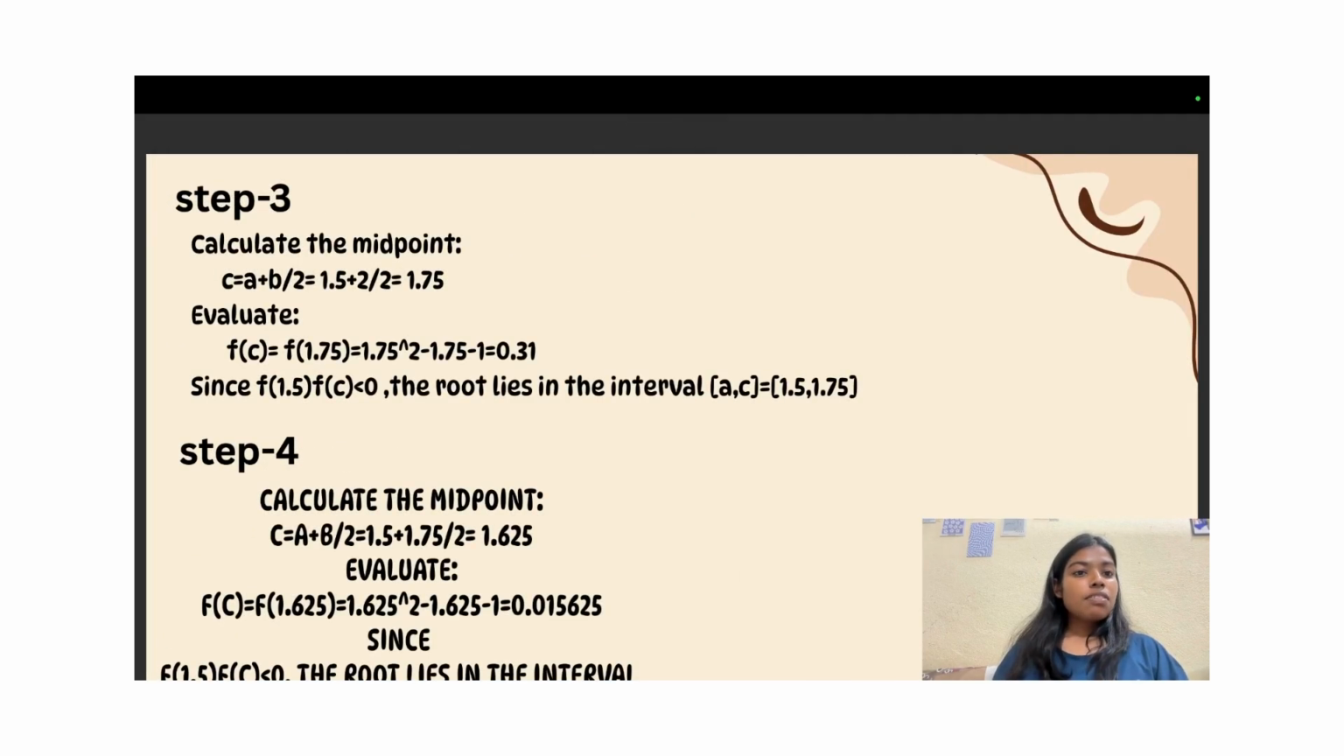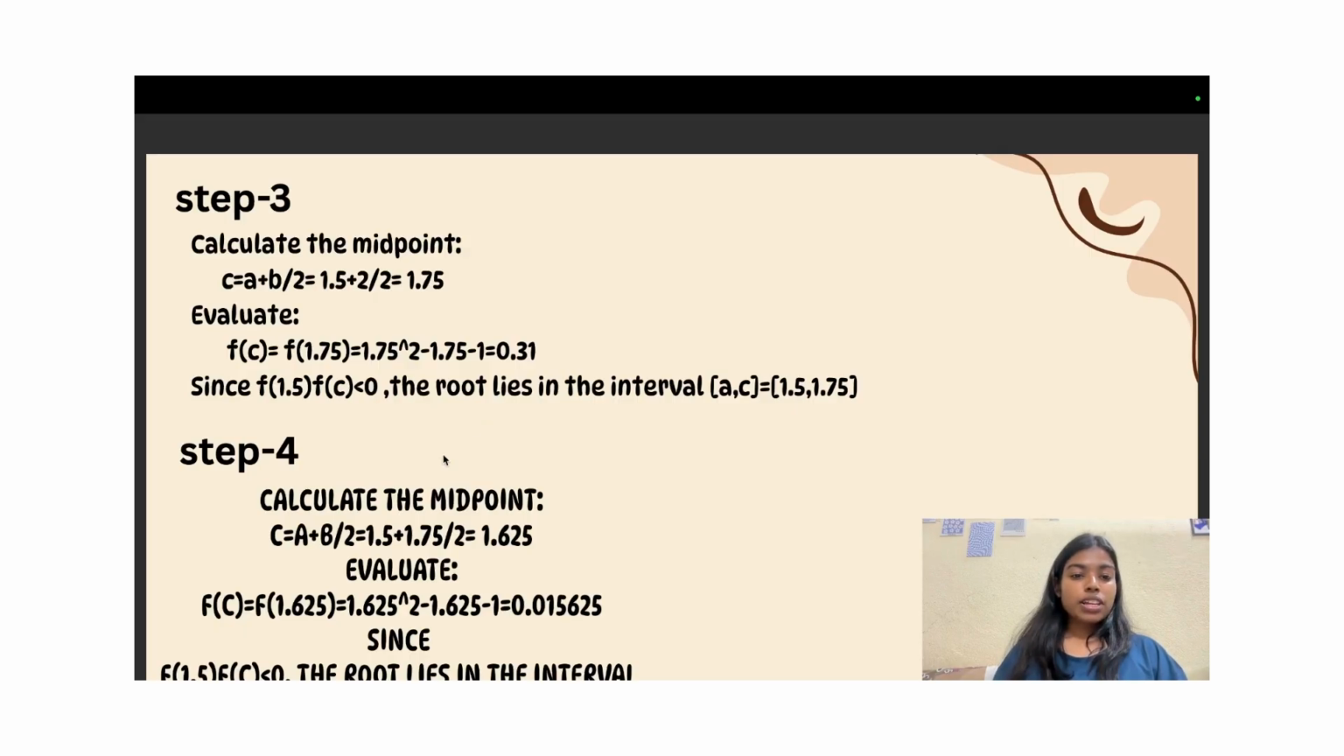Step 3: we calculate the midpoint between 1.5 and 2. Therefore c = (1.5 + 2)/2, which gives us 1.75. Now we evaluate f(1.75), and we get 0.31. Since f(1.75) is greater than 0, the root lies in the interval 1.5 to 1.75.